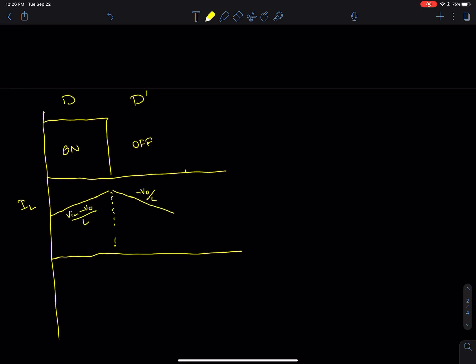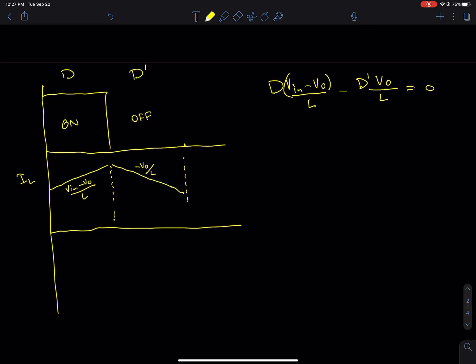So now we take these equations and multiply them by the duty cycle in the respective times. We have D times (Vin minus Vout) over L minus D prime. Sorry, let's put parentheses across this. Vout over L equals 0. Now, we can eliminate the L's because they're common denominators. And so we can also move this over to the other side. We have D(Vin minus Vout) equals D prime Vout.